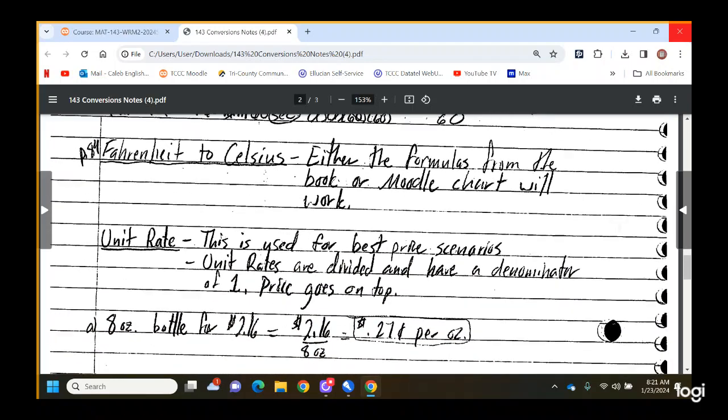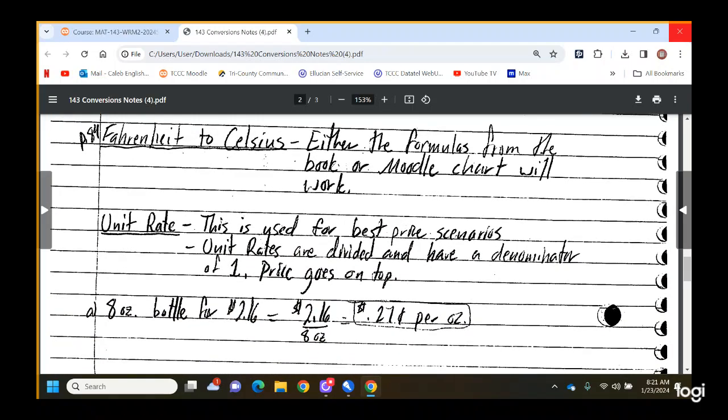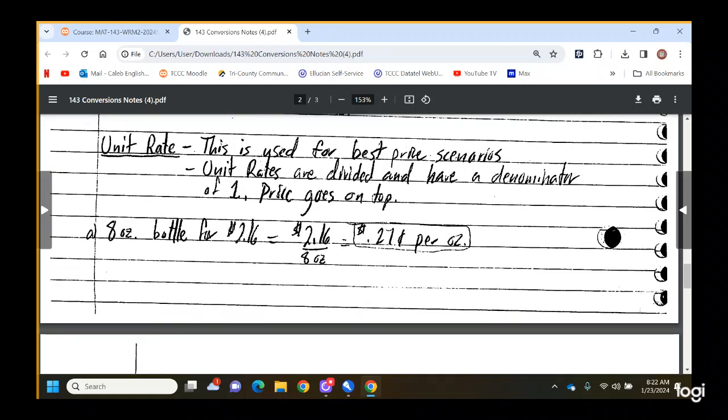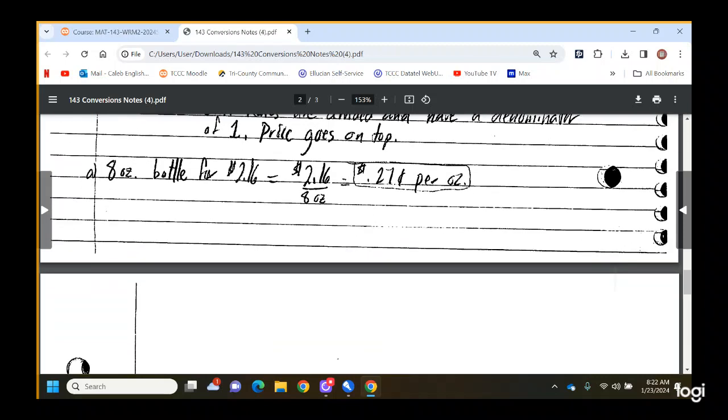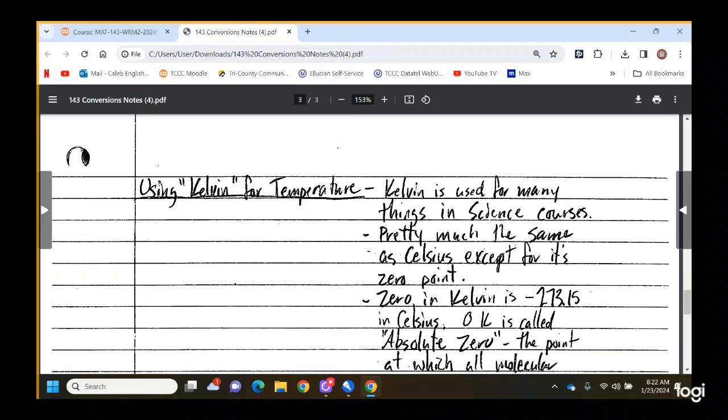And then we started talking about temperatures. You've got two temperature formulas on your chart. You've got Celsius and Fahrenheit, and then Kelvin is on the next page of these notes. Unit rate, all right? Again, this one still got a couple people. Remember, price goes on top. Price always goes on top. And then of course, the one that was number 20 on the student copy still got some folks because it switched to bottles instead of just ounces.